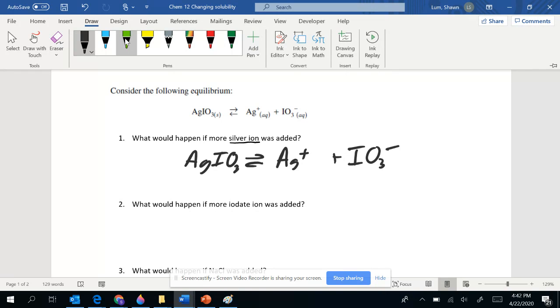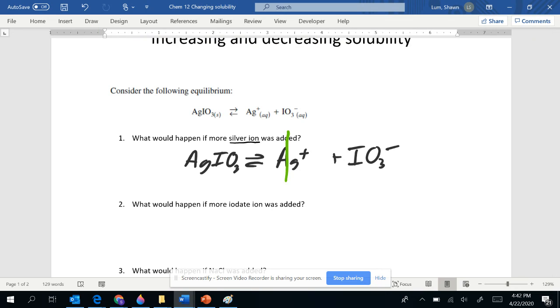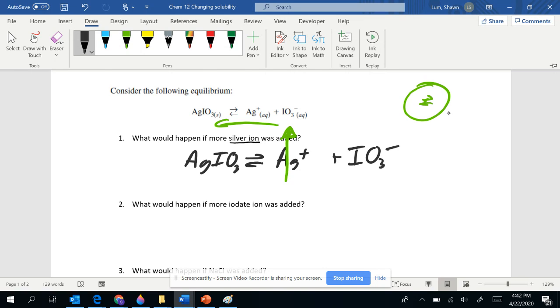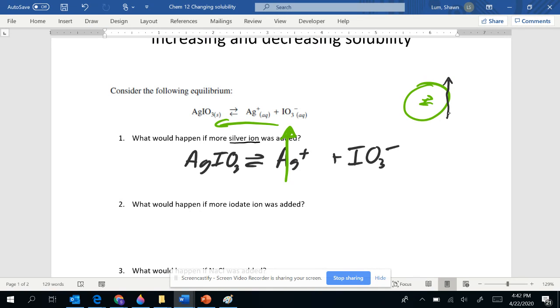Now, if I were to draw this going up, in other words, more silver was added, what's going to happen is that this is going to be shifting to the left. So remember when we talked about the car steering wheel? Here's the center. So silver is going up right here, and therefore it's going to make us turn left. So what would happen if more silver was added? Well, it's going to shift left.